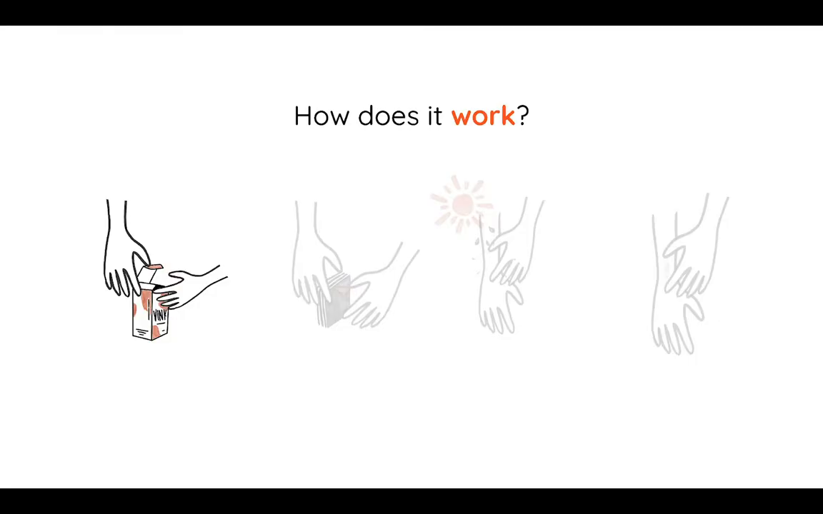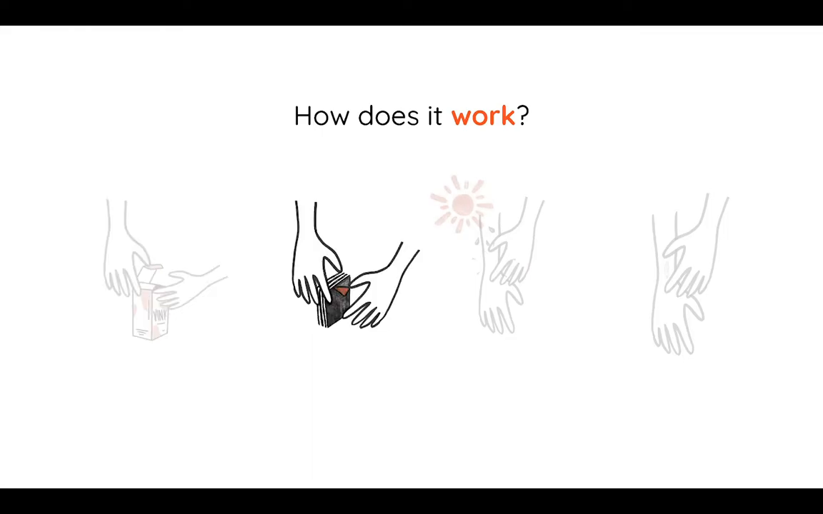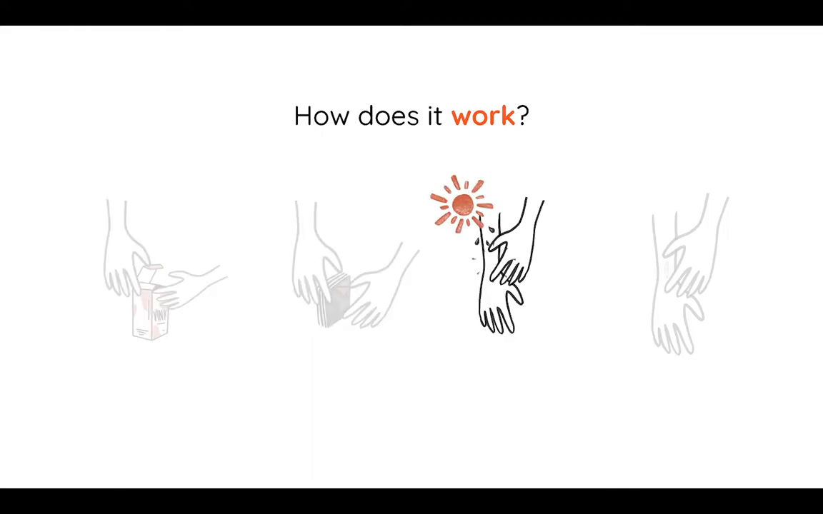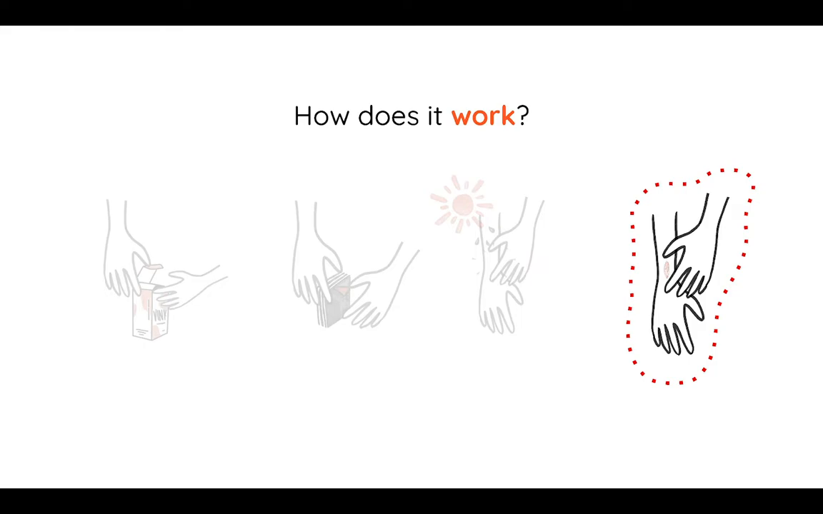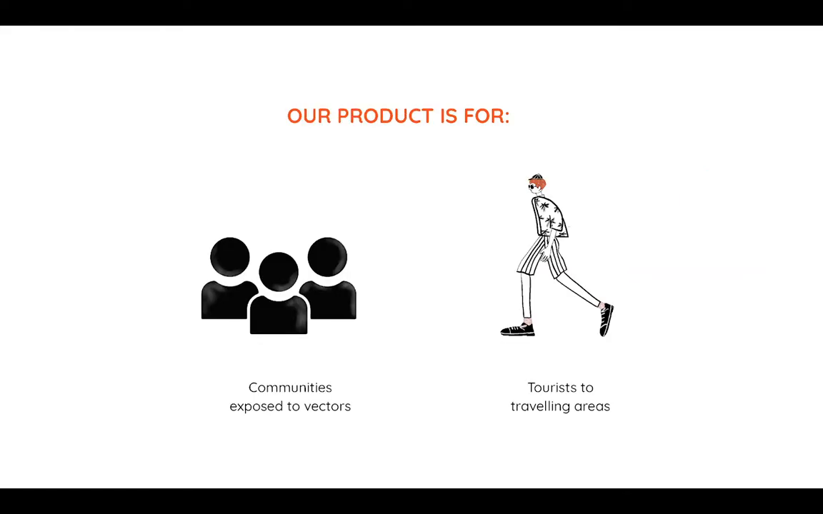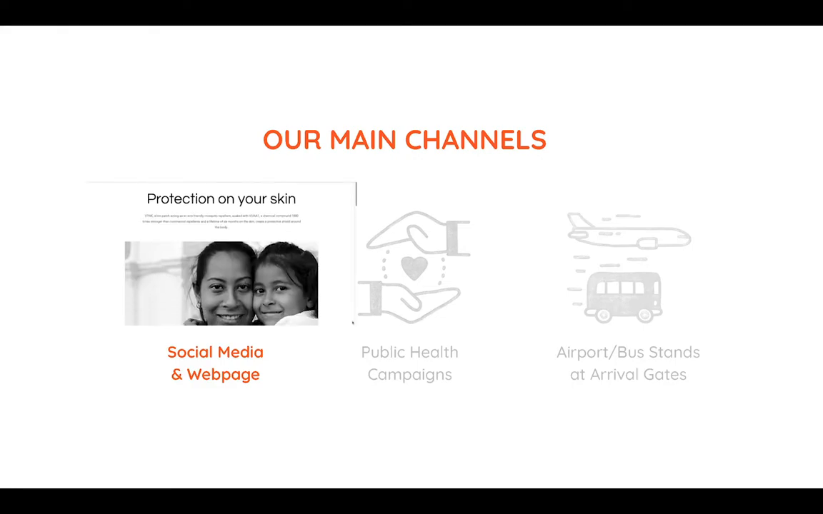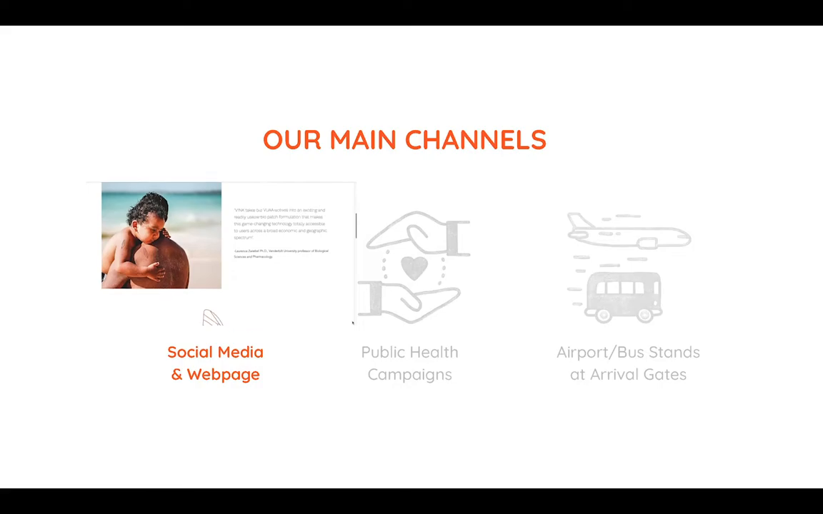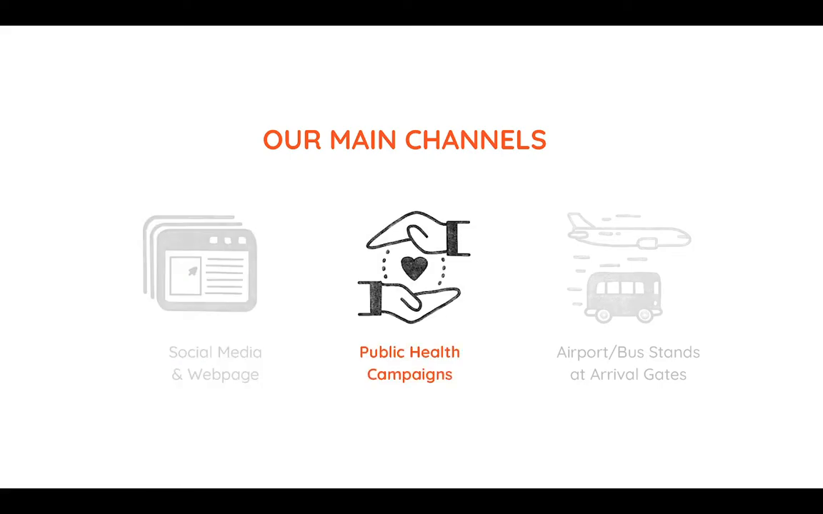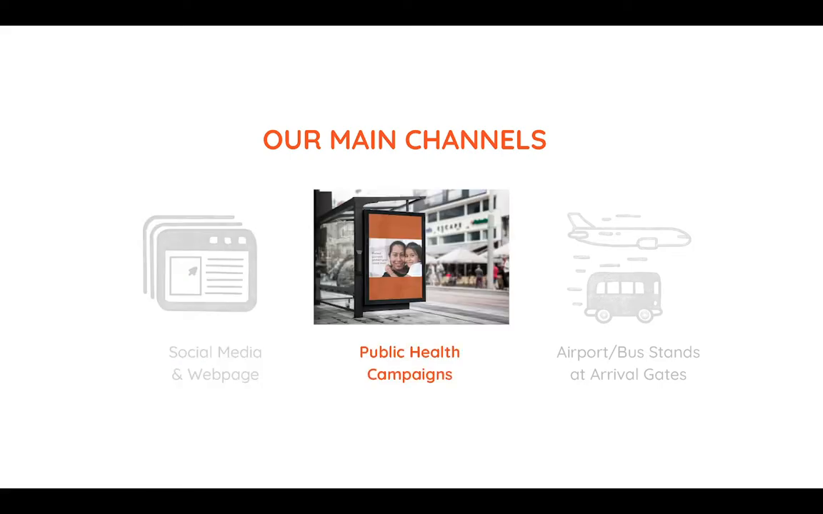How does it work? When you buy V1NK, take it out of the package, place it on your skin, VUAA1 activates immediately. V1NK product is meant for communities exposed to vector-borne diseases and tourists traveling to these areas. Our main channels are Instagram and our webpage to promote, sell, and learn more about V1NK. V1NK participation in public health campaigns will bring valuable information to vulnerable communities.